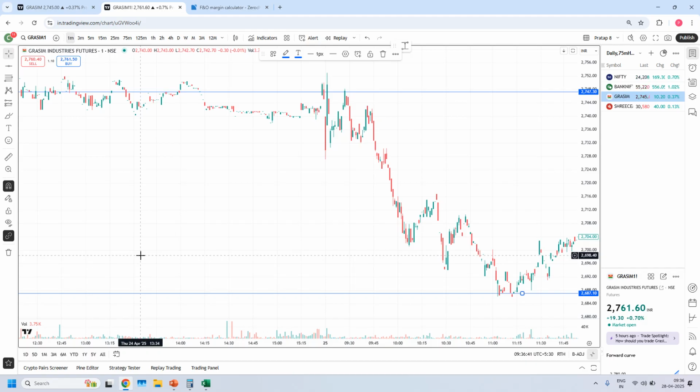Suppose you want to buy at 100 rupees. You should keep your trade at 100 rupees 10 paisa, because the value is higher than what you are buying, so definitely your trade will execute.